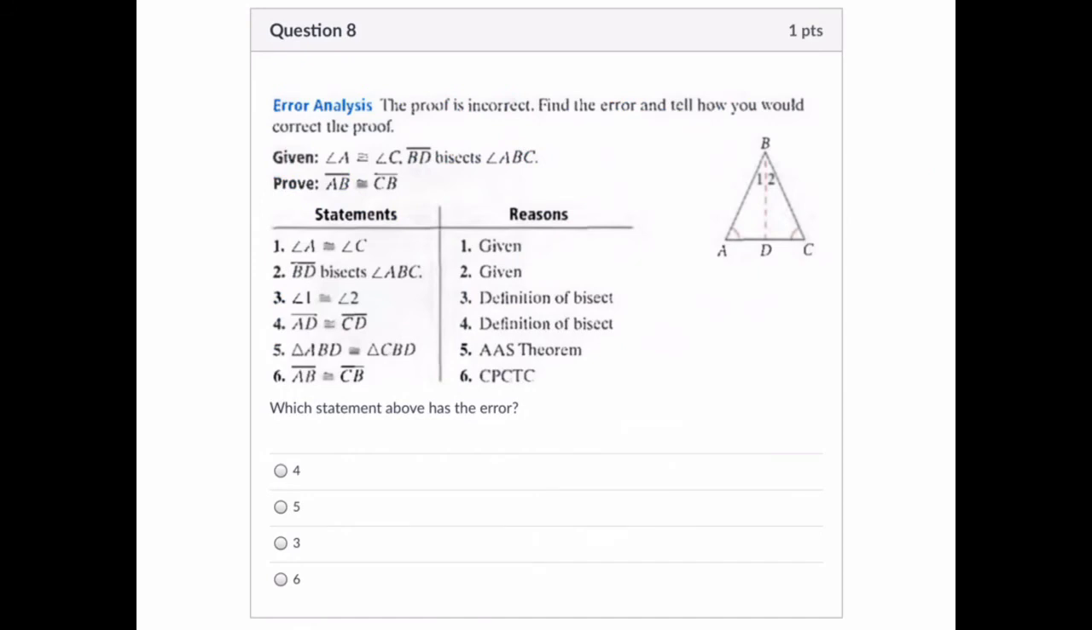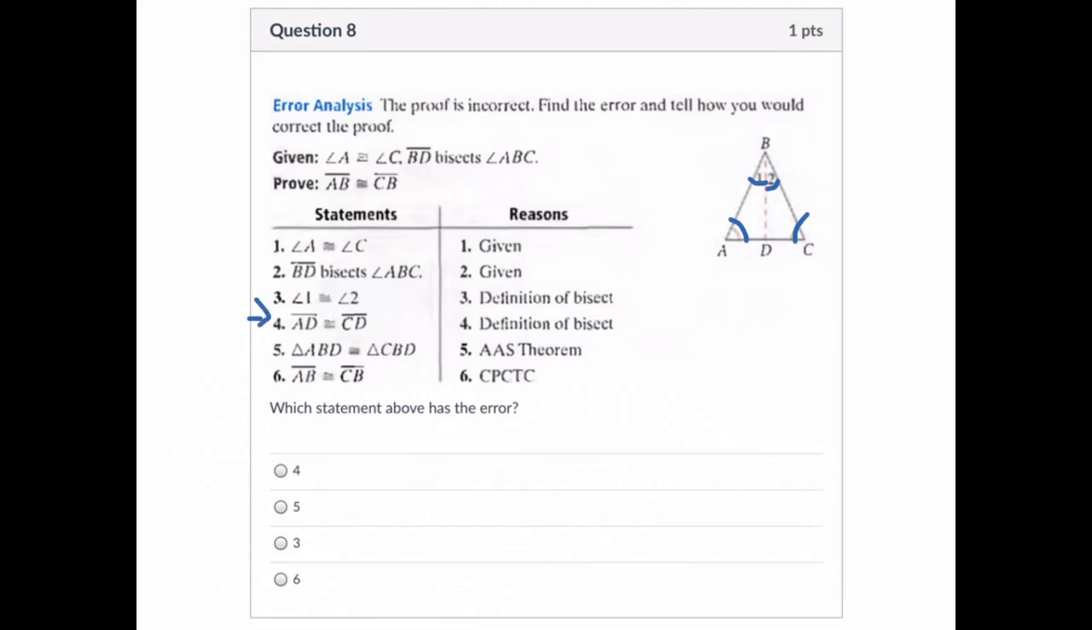And our last one for today is the last question on the practice here. It says the proof is incorrect, and they want us to find the error. So it's given that angle A is congruent to angle C. It's given that BD bisects ABC. So angle 1 and angle 2 are correct. Number 3 says that angle 1 and angle 2 are congruent because of definition of a bisector. That's true. And then it says AD and CD are congruent because of a definition of a bisector. Well, that doesn't make any sense because they bisected an angle, not a side. So we're going to come back to this one and look at that one again.